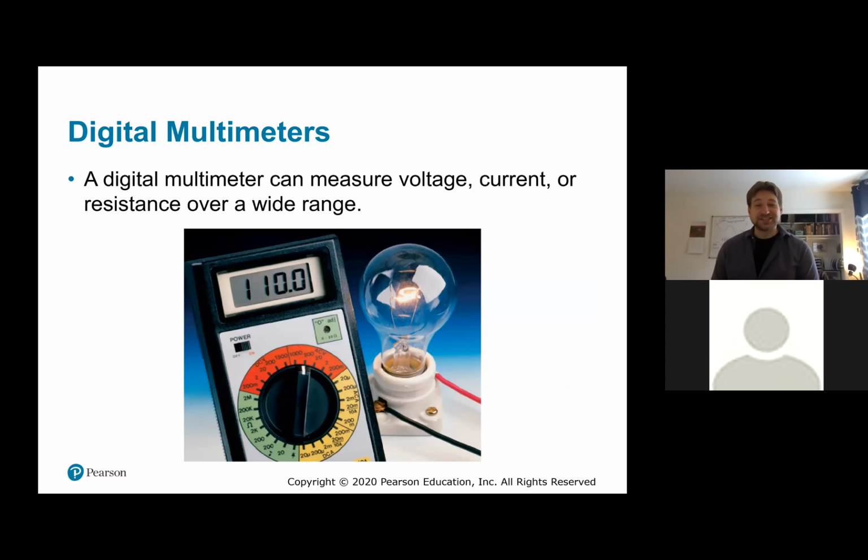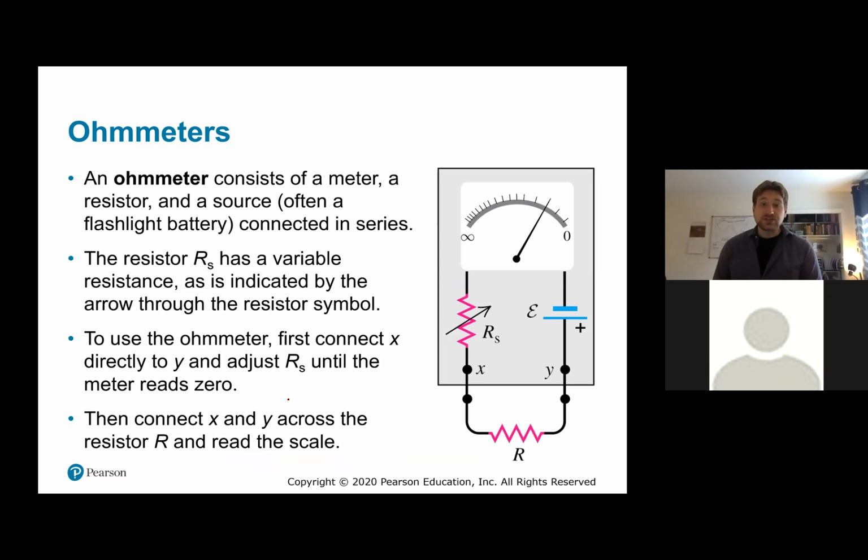Or we can use a digital one. And we can measure voltage, current, resistance, as long as we've connected it properly. Note, there's no circuit here. If we're going to use an ohm meter to measure resistance, I don't want there to be current flowing in it, because that's going to affect things.